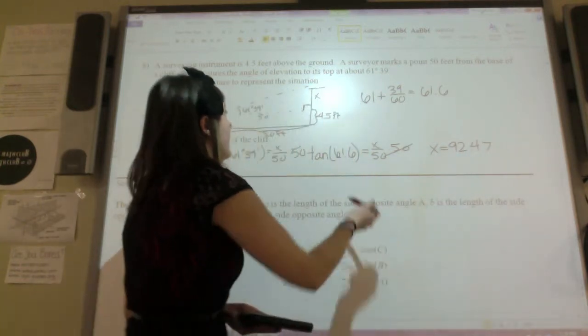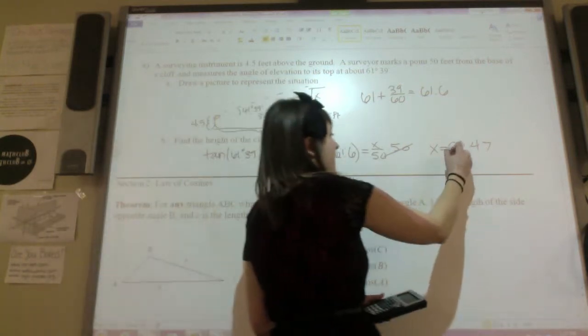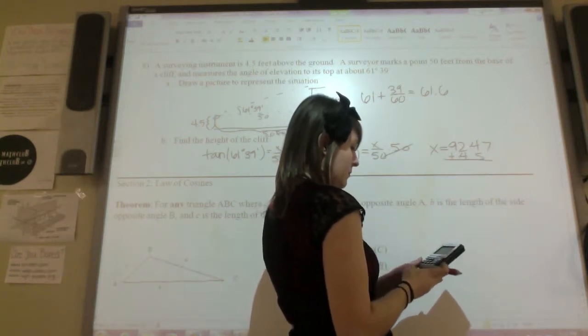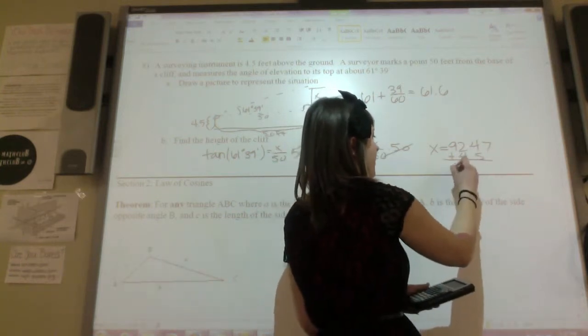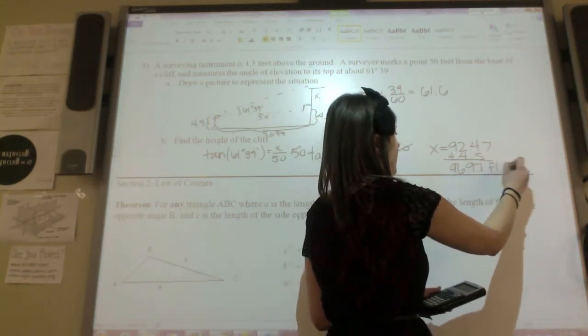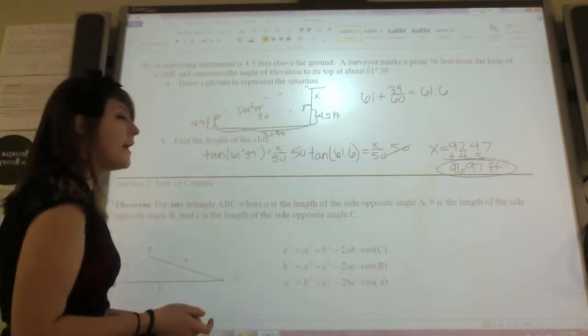So once the total height of the cliff, that's this height here, we also need to add in the height of the surveying instrument, so I'm going to add 4.5. And that gives me a total of 96.97 feet. So that's going to be my overall height of my cliff.